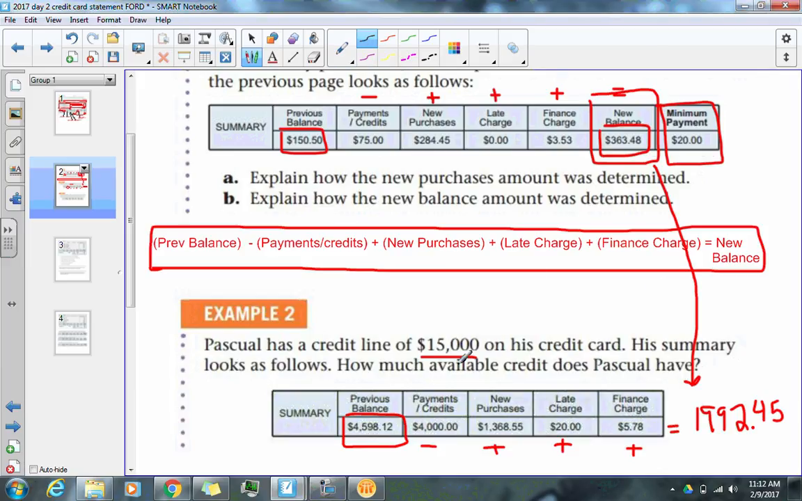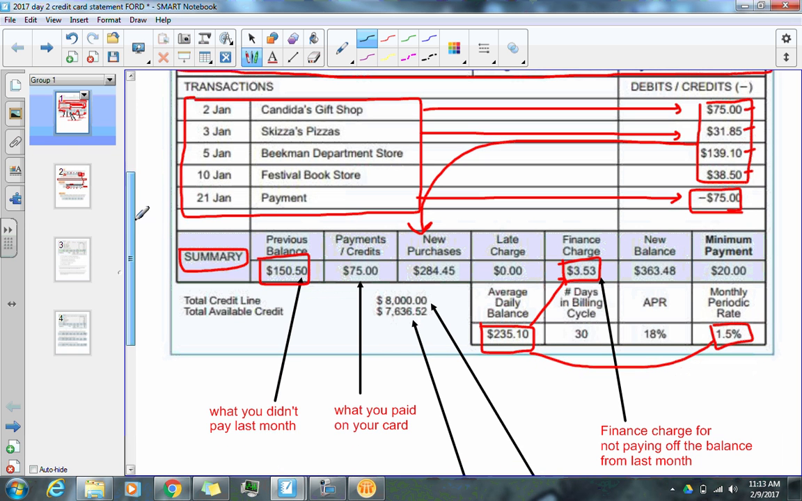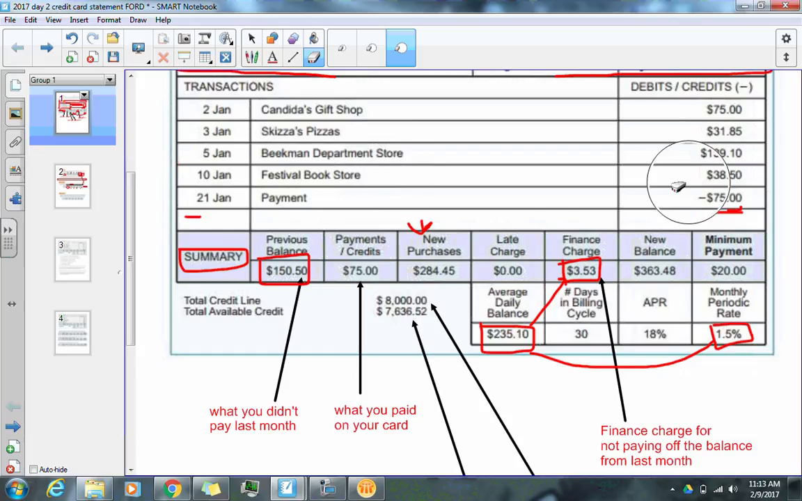Okay? Now, that's great that you found the new balance, but unfortunately that's not what the question was asking. The question is asking how much available credit does he have left? Now, to answer that question, let me go back to the credit card statement, and let me clear all this out so we're not looking at a bunch.